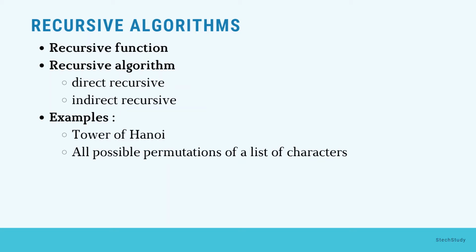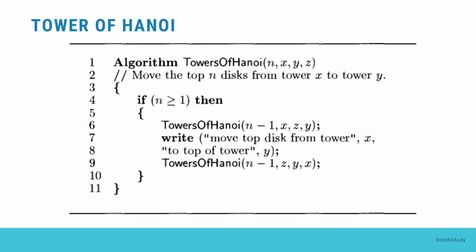Recursive algorithms are of two types, direct recursive and indirect recursive. An algorithm that calls itself is called direct recursive. Algorithm A is said to be indirect recursive if it calls another algorithm which in turn calls A. The following two examples show how to develop a recursive algorithm. One is Tower of Hanoi and another one is permutations of a list of characters.